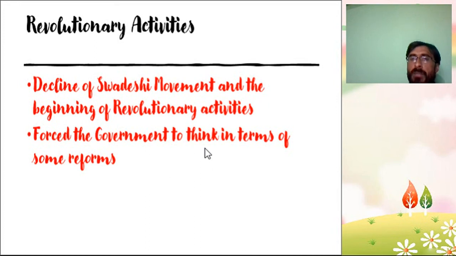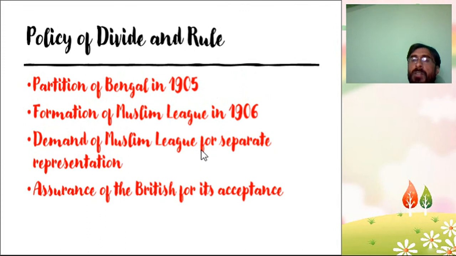Then, another cause of this act was the revolutionary activities. After the decline of the Swadeshi movement, there started another trend in Indian nationalism. This was the emergence of revolutionary activities. This also forced the government to think in terms of some reforms. Then the policy of divide and rule, which was the traditional policy followed by the British. They were following this policy since 1857. The division of Bengal was also on the basis of this policy of divide and rule.